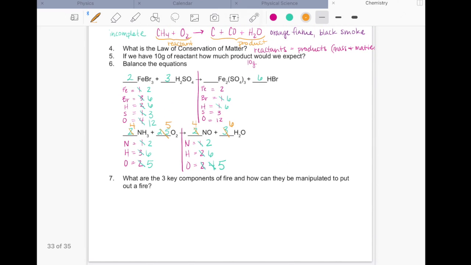For the last one, what are the 3 components of fire and how can they be manipulated to put out a fire? So if you remember from class, we have our fire triangle where our different aspects are fuel, oxygen, and heat. Okay, so ways that we influenced or manipulated the different aspects in order to put out the flame.